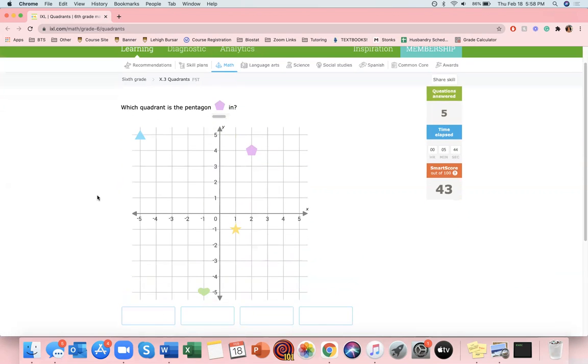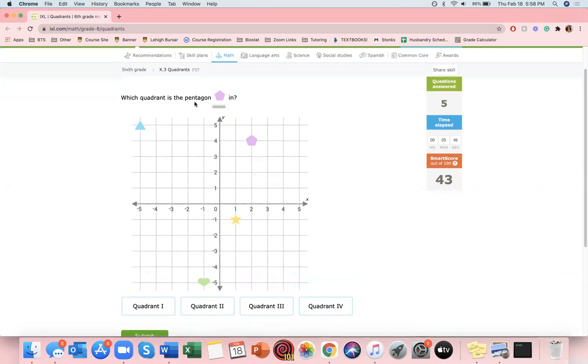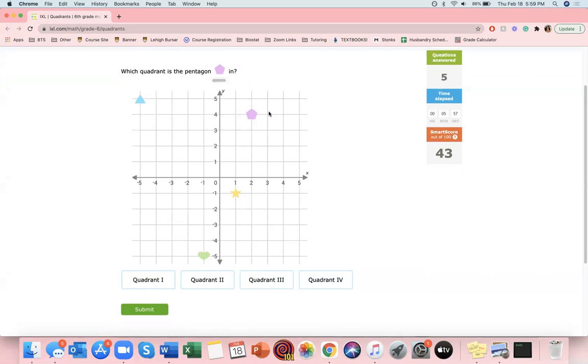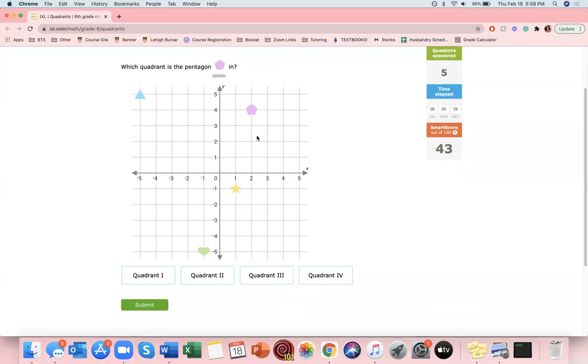One last one. Which quadrant is the pentagon in? So this pink pentagon is in the top right corner. If you remember, we said the first quadrant was top right. So this would mean that the pink pentagon is in the first quadrant.